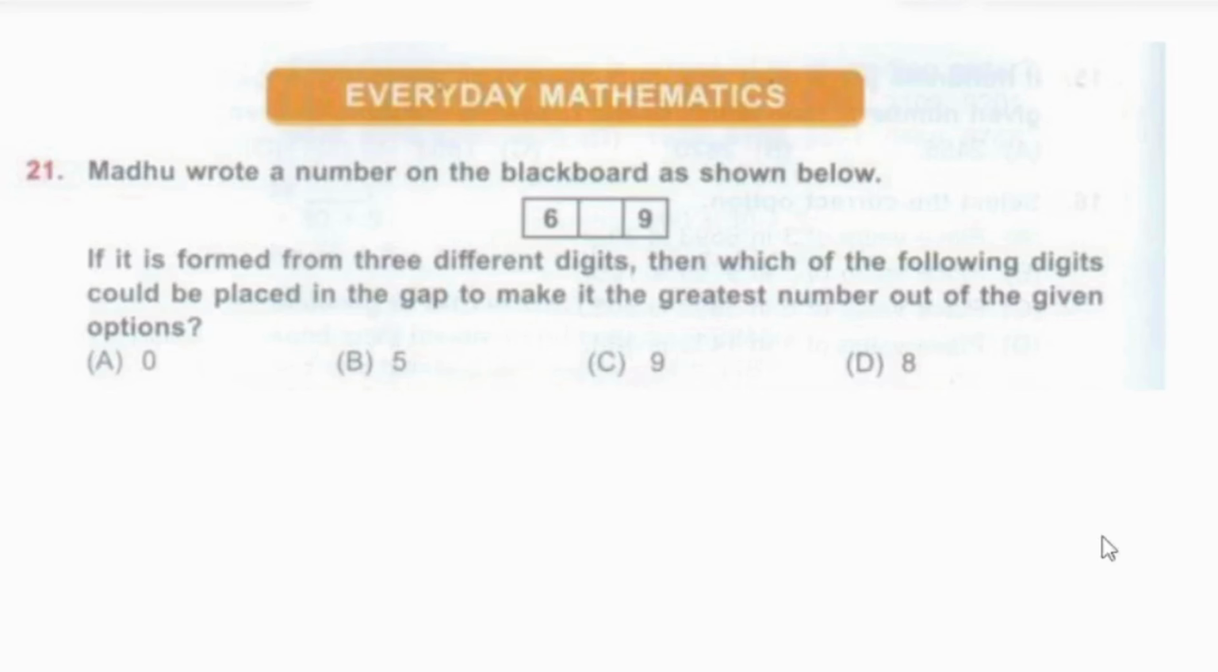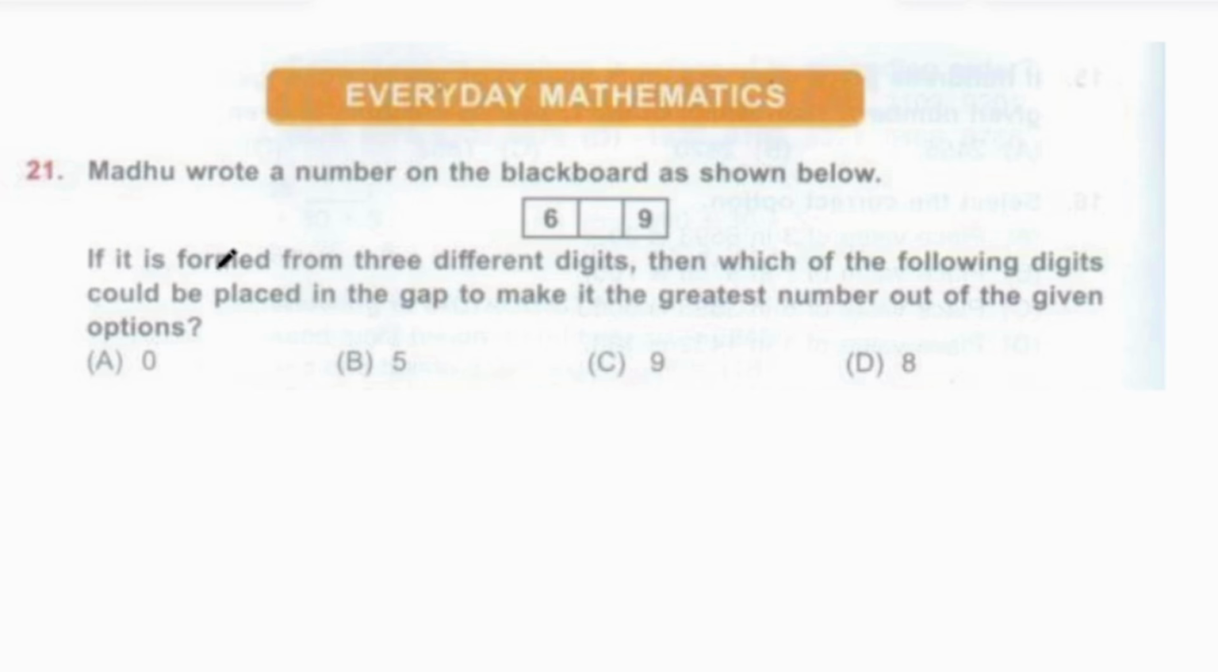Now we are looking at question number 21 from the Everyday Mathematics of the Olympiad Math Workbook for class 3, and let's look at the question that we have. Madhu wrote a number on the blackboard as shown below. So she wrote 6 and then a dash and then 9.